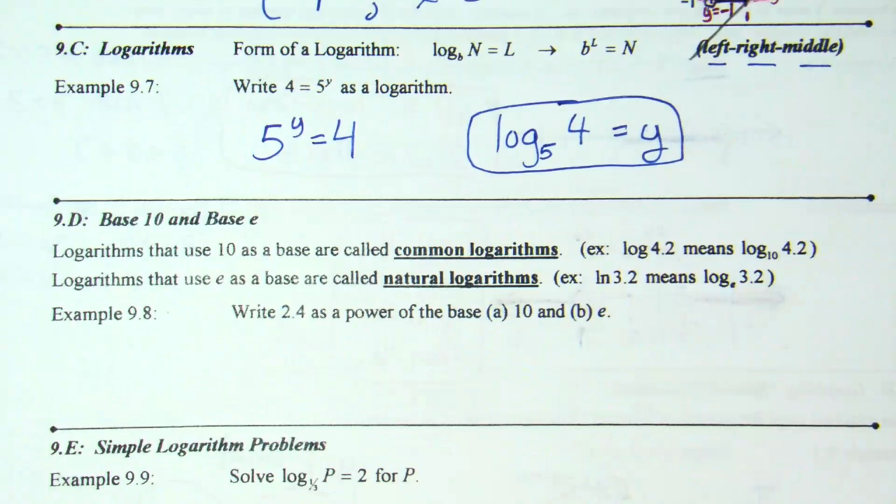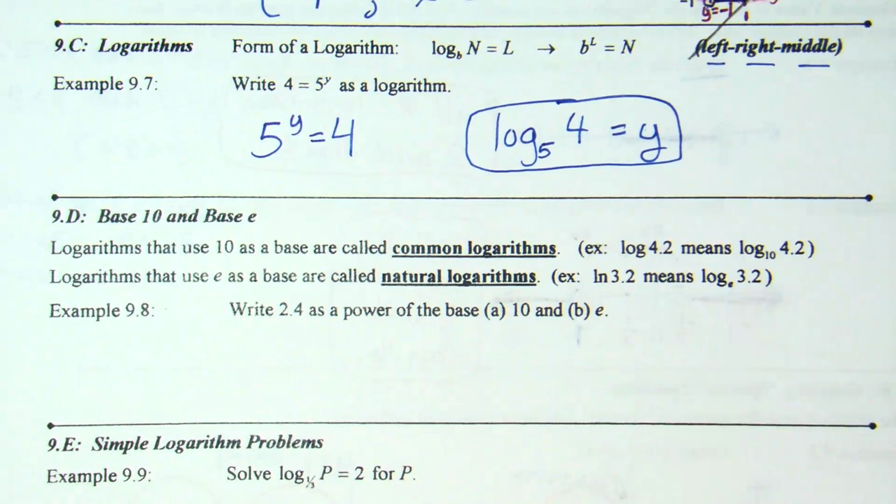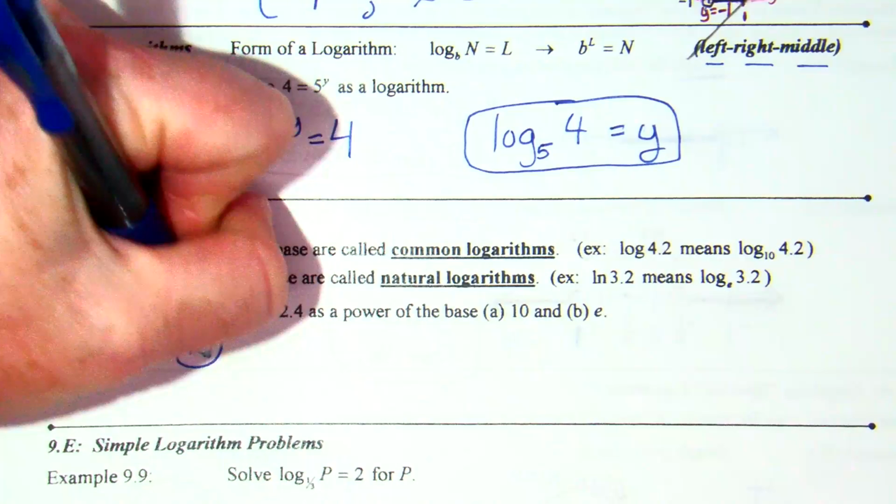Base 10 and base E. Logs that use 10 as a base are called common logs. That's your log button on the calculator. Logs that use base E as a base are called natural logarithms, and that uses the ln. Remember, ln could be written as log base E. Now, it asks us to write 2.4 as a power of the base 10 for part A and E for part B.